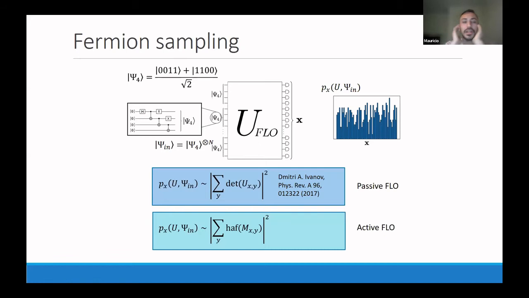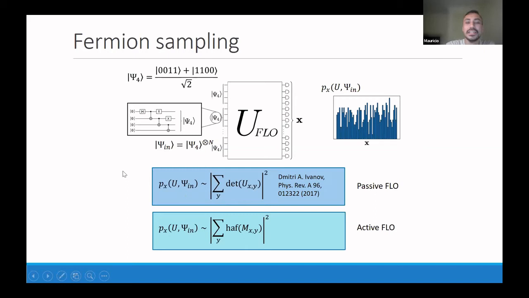Now, what does this output probability look like? In the passive case, it was shown previously, and this result actually inspired our work in some sense, that the probability output distribution looks like a sum of determinants. I said before the determinant is easy to compute, but this is a sum over determinants of submatrices of the big unitary. And this can be shown to reduce to computing the permanent. You can reduce computing the permanent to this thing over here, so this is at least as hard as computing permanents.